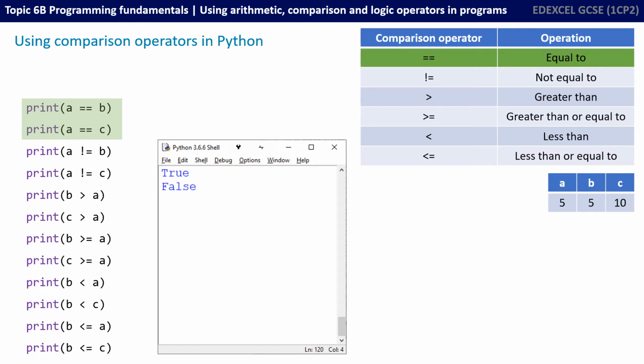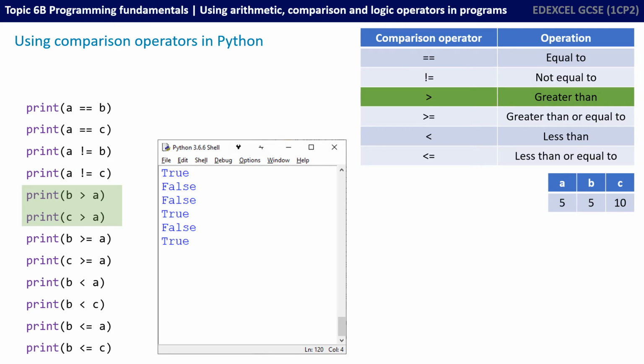We also have comparison operators. So let's have a quick run through those. For this to work, I've set 3 variables, A, B and C, and you can see that on the table on the right. A is 5, B is 5 and C is 10. So A equals B, well that would be true because A and B are both 5. A equals C is false. Likewise, if I say A is not equal to B, well that is false because A and B are equal. But if I say A is not equal to C, well that is true because A is not equal to C. They hold different values.